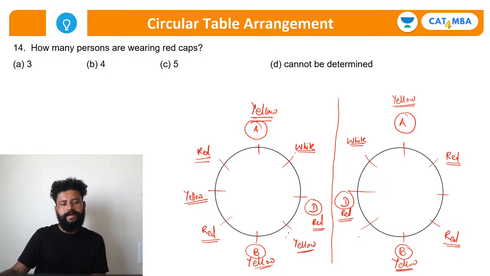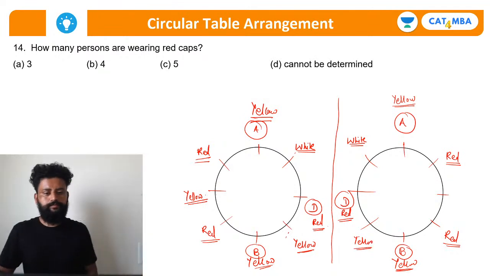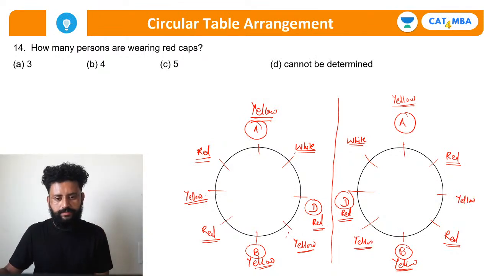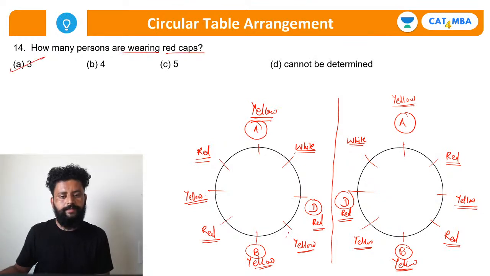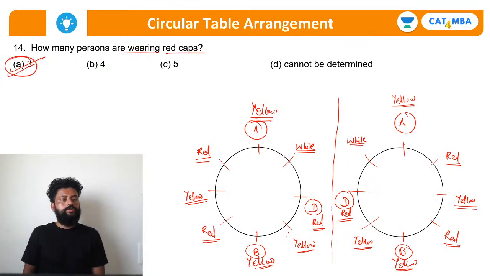This case 3 red, must be yellow. In 4 yellow caps, 1 white. So the first question is, how many persons are wearing red caps? So that is for sure, we know that is 3.